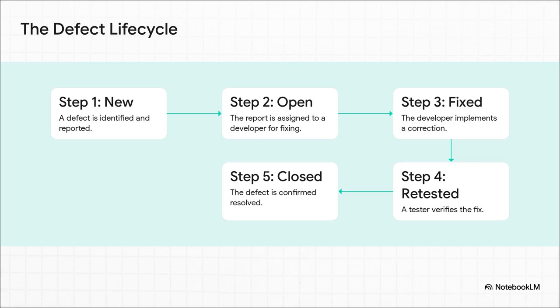First, a defect gets logged as new. Then, it's opened and assigned to a developer. Once they think they fixed it, the status flips to fixed. Then, and this part is key, it comes right back to a tester to be retested. It's only when we can verify that the fix works and that it hasn't broken anything else, only then do we finally mark it as closed. This whole structure makes sure nothing ever falls through the cracks.